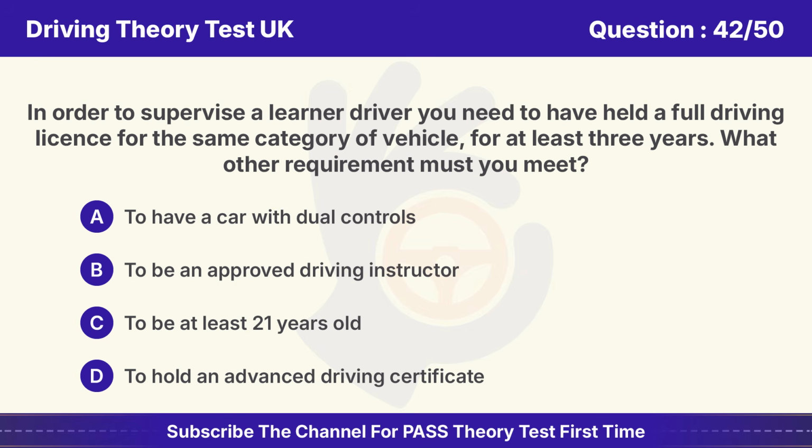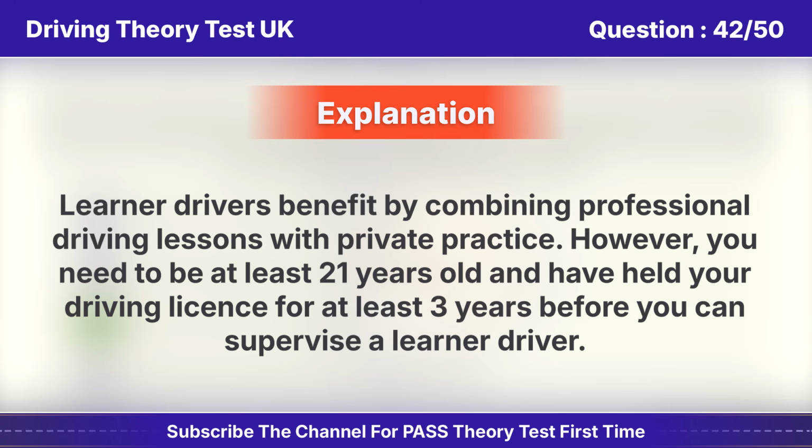Question 42. In order to supervise a learner driver, you need to have held a full driving license for the same category of vehicle for at least 3 years. What other requirement must you meet? Answer is C. To be at least 21 years old. Learner drivers benefit by combining professional driving lessons with private practice. However, you need to be at least 21 years old and have held your driving license for at least 3 years before you can supervise a learner driver.